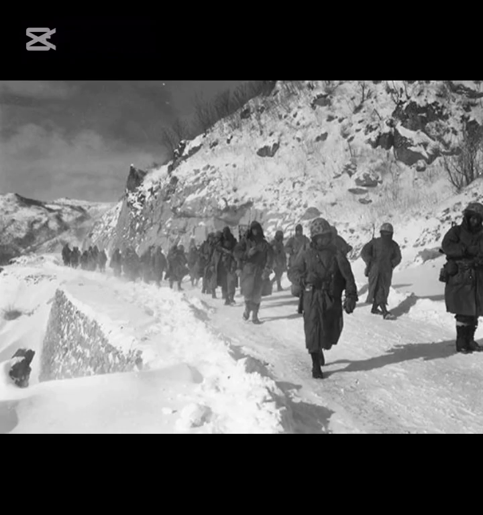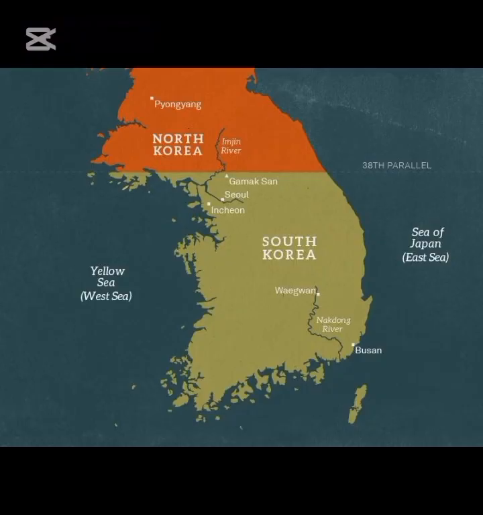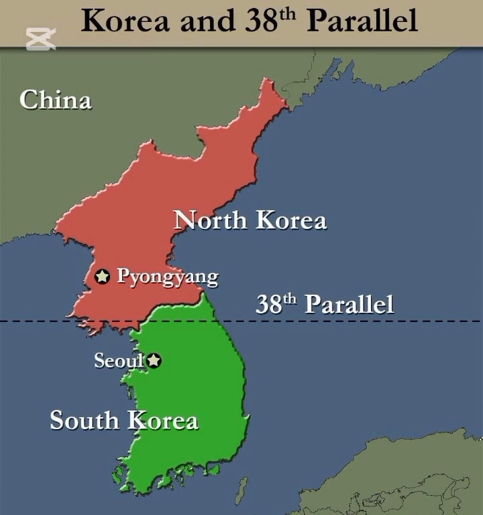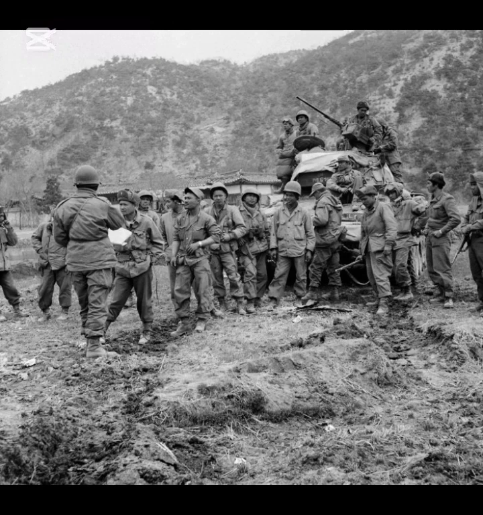Soon, two separate governments emerged. In the north, Kim Il-sung established a communist government backed by the Soviet Union. In the south, Syngman Rhee led a government supported by the United States. Each claimed to be the rightful government of all Korea. Neither accepted the division. Both wanted reunification. The question was no longer if war would come. The question was when.